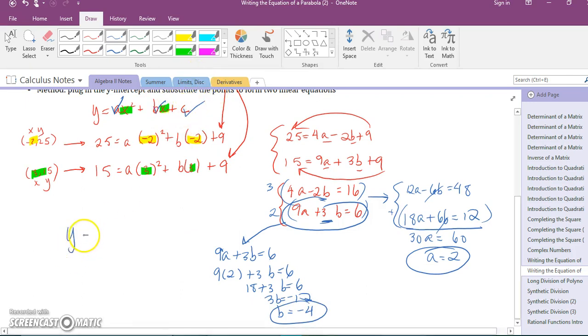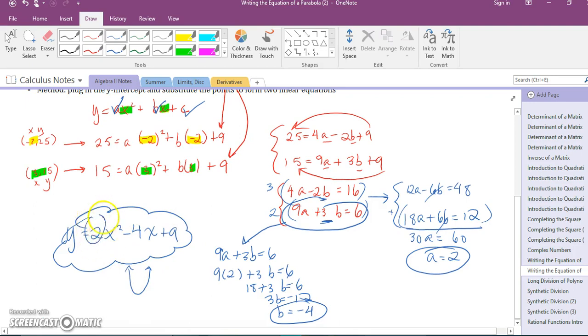So my final equation is y = ax² + bx + c, which is y = 2x² - 4x + 9. So this is a parabola that faces up. It's a little bit narrower because a is bigger than 1, with a y-intercept of 9.